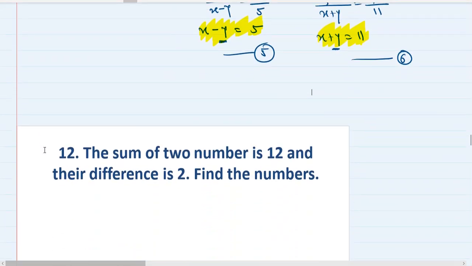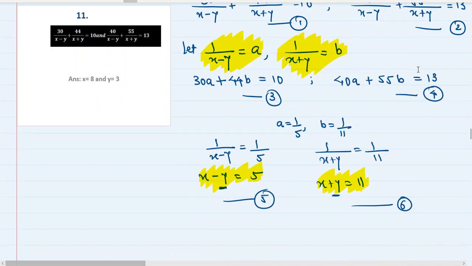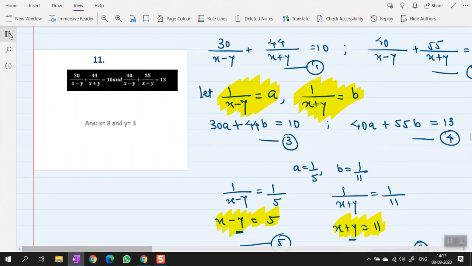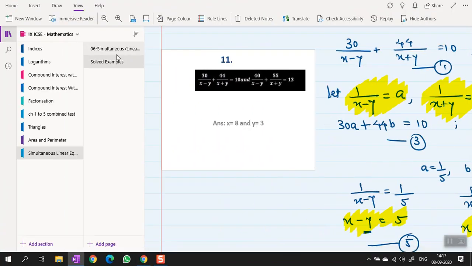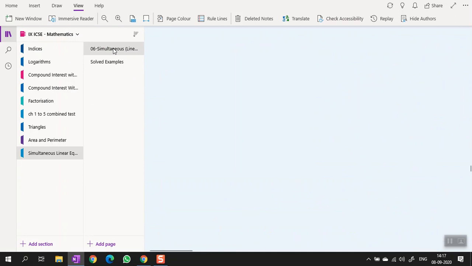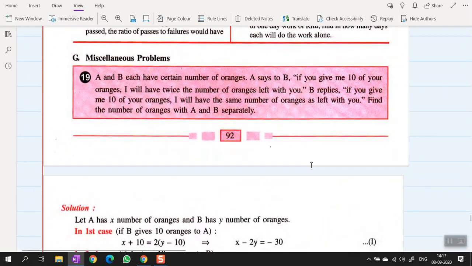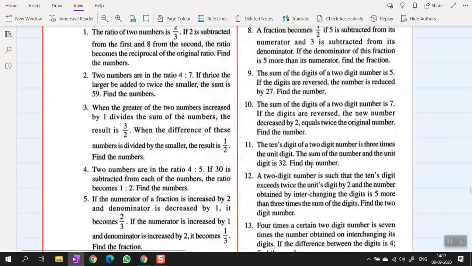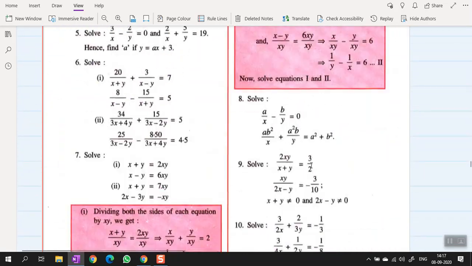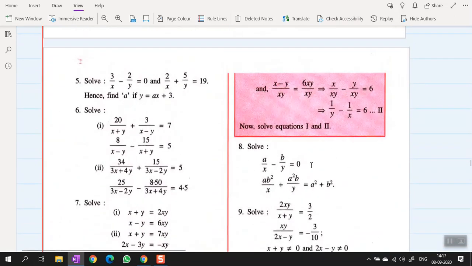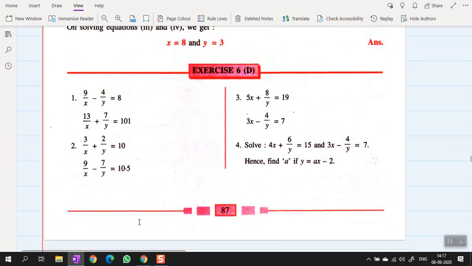Now the next is word problems. Okay, so before I go to the word problem, I want to look at the exercise and see if there are any interesting equations which I can solve for you. Yeah, so I'm interested in this exercise 6D. Okay, in 6D, question number 1, 2, 3.